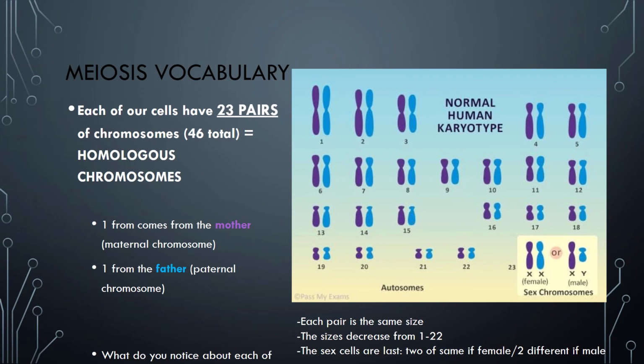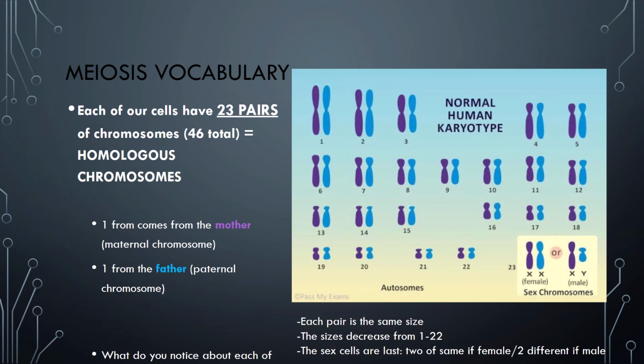Take a look. Do you guys notice anything in particular about these? Notice anything interesting? So each pair is the same size, and the size decreases, they go down. The sex chromosomes are the last two, so they're the only ones that will be different, because female X and X, that'll be the same, but male X and Y, you'll notice, because X and Y are two different things, your chromosomes will be different as well. Besides that, all the others are matching.